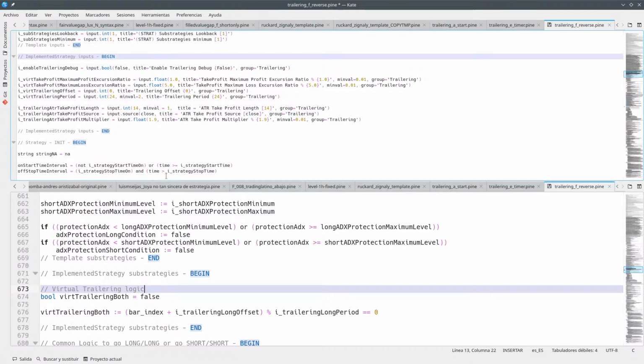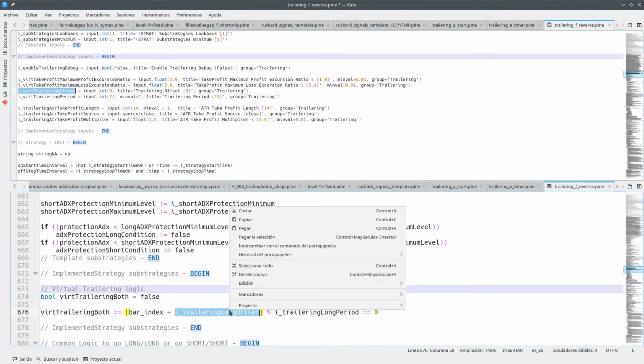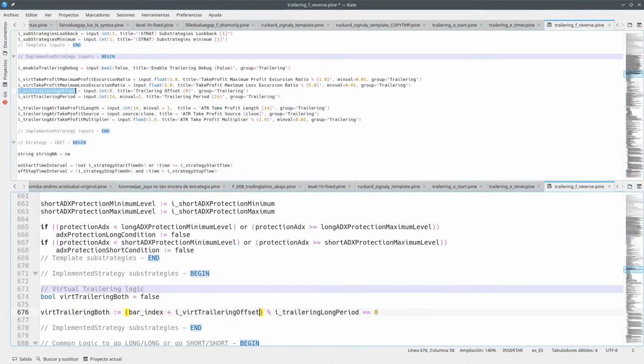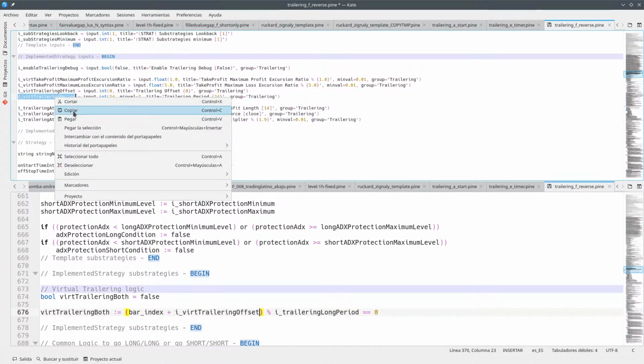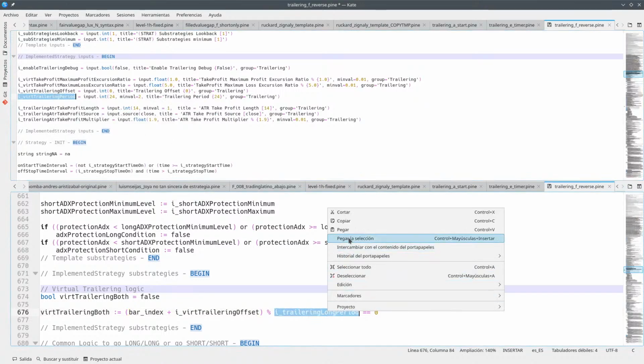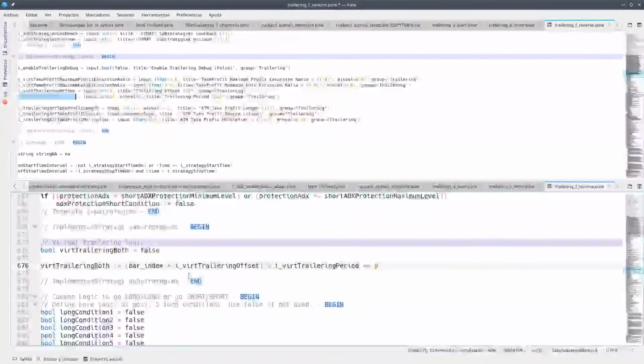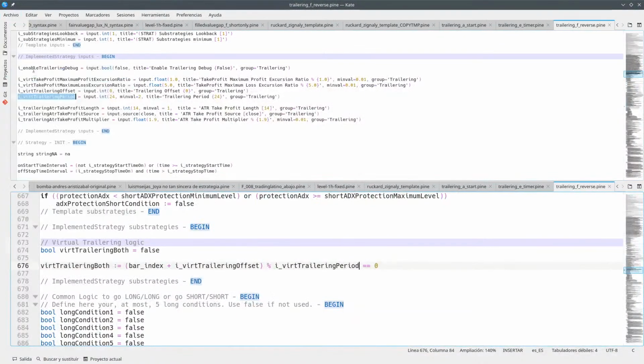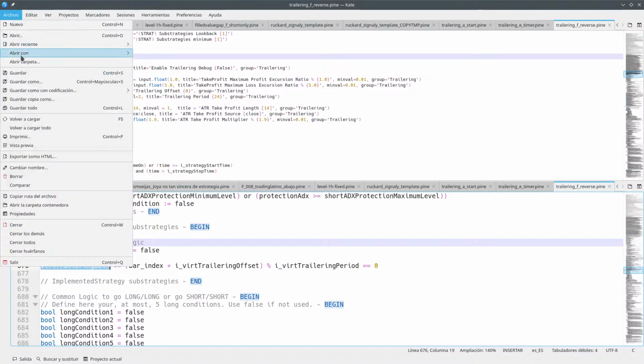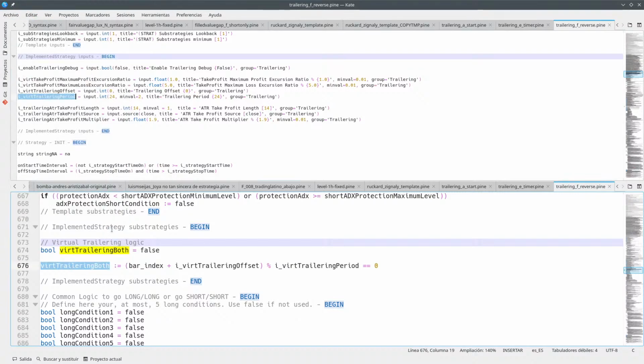Okay, so the first one is the offset, which is here. Okay, and the other one is the period, which is here. Nice. So that's it. So thanks to this virtual trailing logic, you know when you want to start this virtual trade, which is not virtual, but whatever.